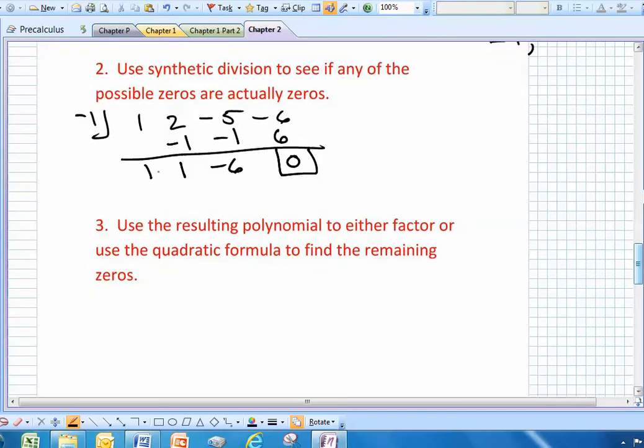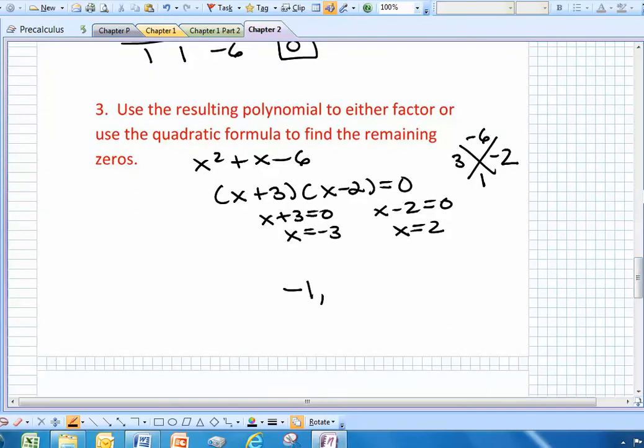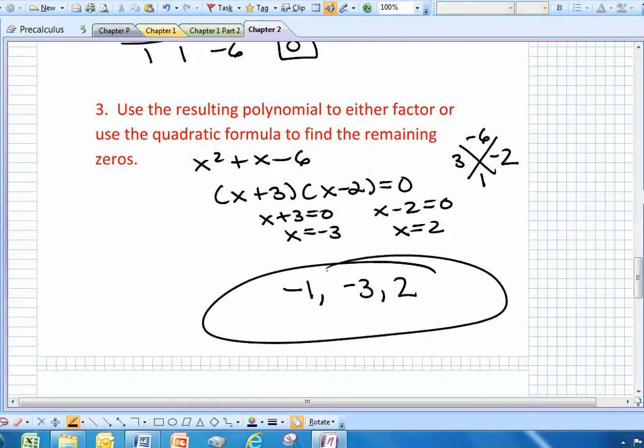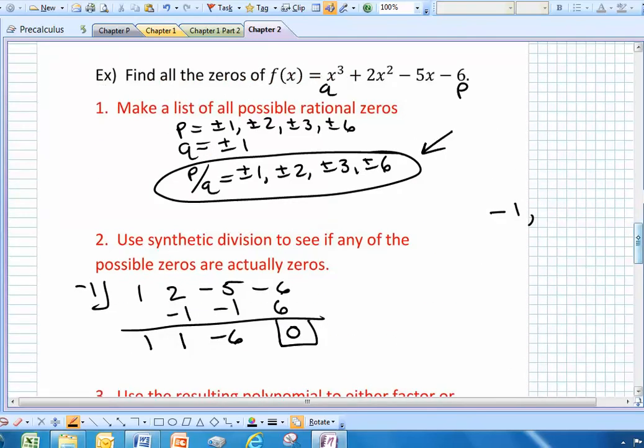Now the key thing is, remember, I'm left with the resulting polynomial of x squared plus x minus 6. So what I need to do is either factor or use the quadratic formula to find the remaining zeros. So notice this factors to x plus 3 and x minus 2, right? Because the factors of -6 which add to 1 are 3 and -2. So when you solve this, you get x equals -3 and x equals 2. So my three zeros are -1, -3, and 2. Those are my three zeros of this function. And notice, those are all on the list here of possible answers as well.